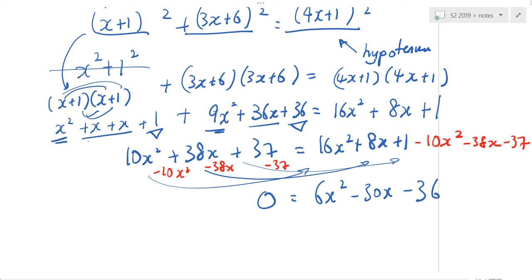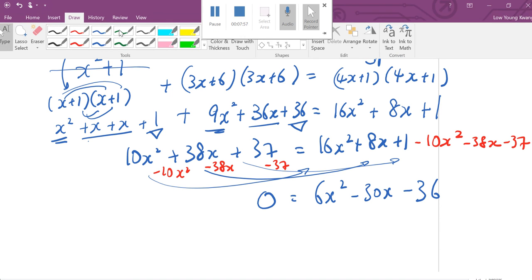Now, what is 16x squared minus 10x squared? 6x squared. What is 8 minus 38? Minus 30. Press the calculator, don't do mental sums. What is 1 minus 37? Minus 36. Now, 6, 30 and 6, 36. Do you see a common number I can factorize? 6. That means I can factorize 6 out, right?